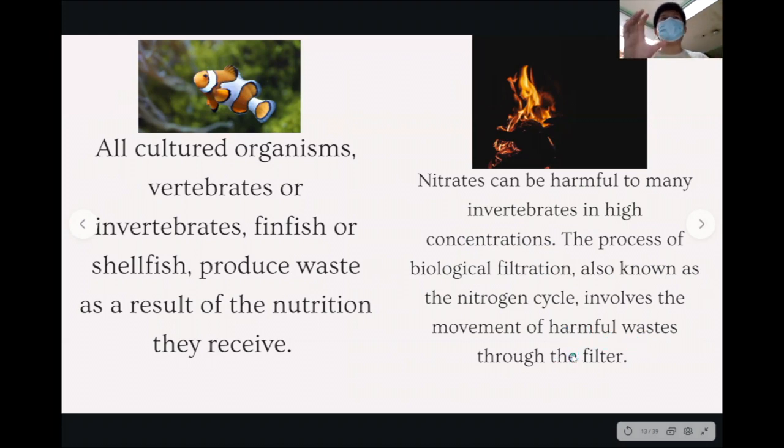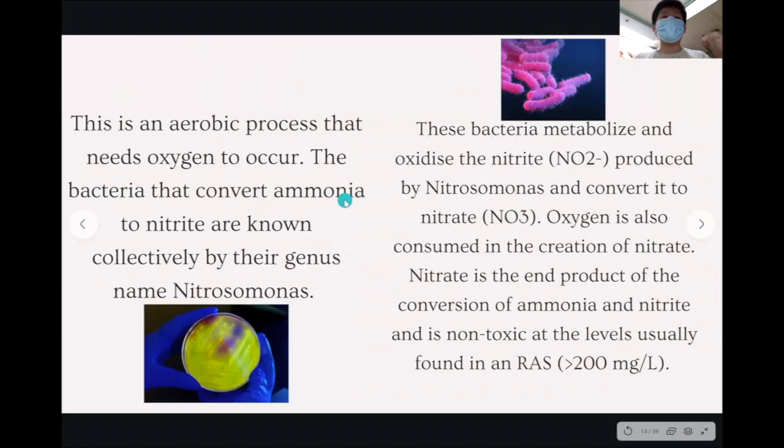So, what is the importance of the nitrogen cycle in biological treatment? Next slide: this is an aerobic process that needs oxygen to occur. The bacteria that convert ammonia to nitrite are collectively known by the genus name Nitrosomonas. These bacteria metabolize and oxidize the nitrite, NO2, produced by Nitrosomonas and convert it to nitrate. So that's the part of the nitrogen cycle.